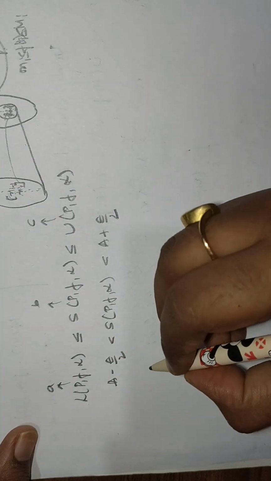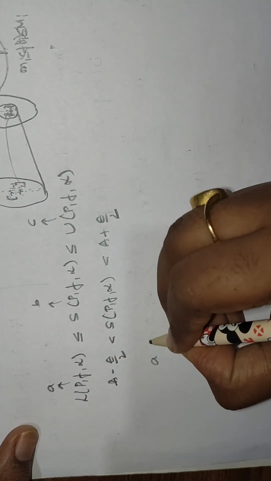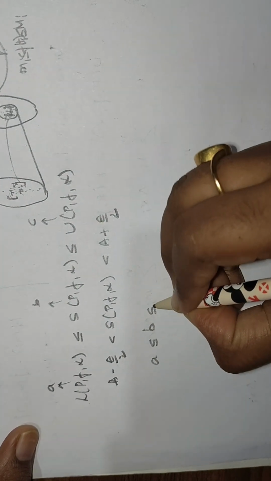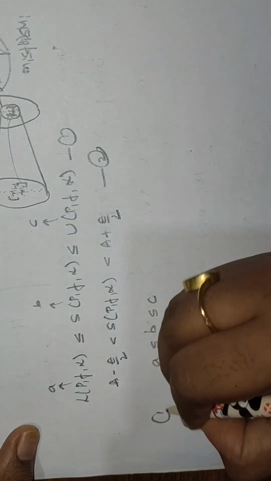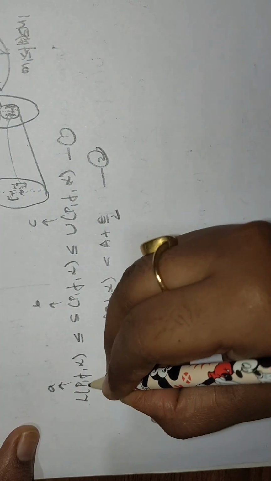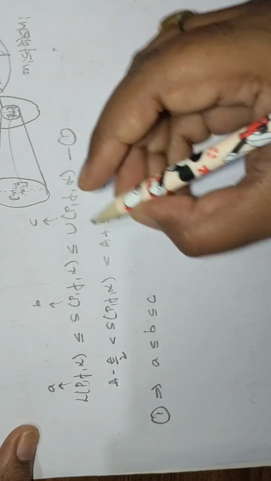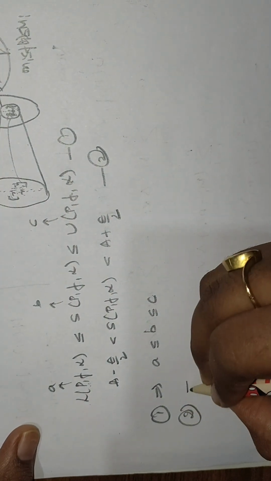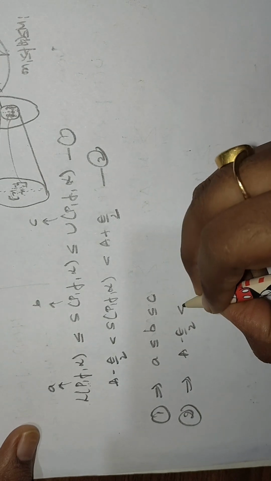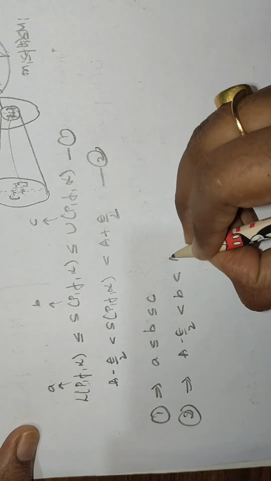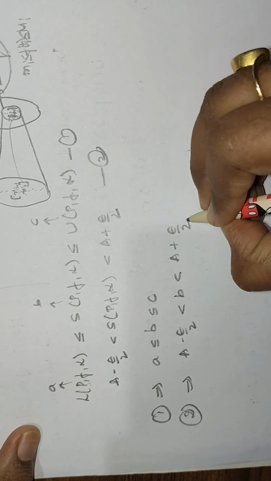Okay, and here if I take that as a less than or equal to b less than or equal to c, name this as 1 and name this as 2. So 1 implies this, if I take this as a and this as b and this as c. And also 2 implies a minus epsilon by 2 less than b less than a plus epsilon by 2.